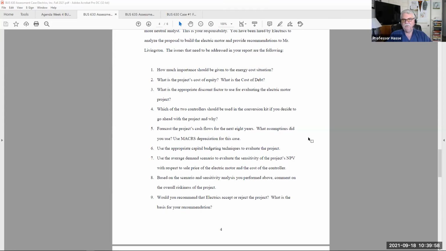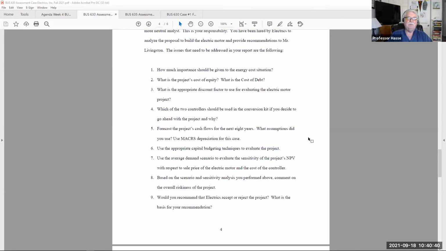You have to do a market review. Look at question number 1 on page 4 of this case analysis. How much importance should be given to the energy cost situation? Not only is your team putting together data as far as return on investment, but you also need to do some type of market review. Is this a viable option that this company should do at this present time? Is there a market to do this? What does the energy situation have to do with it, and this company is located in Southern California? So a little bit of a market review. That's one of your teammates' responsibilities.